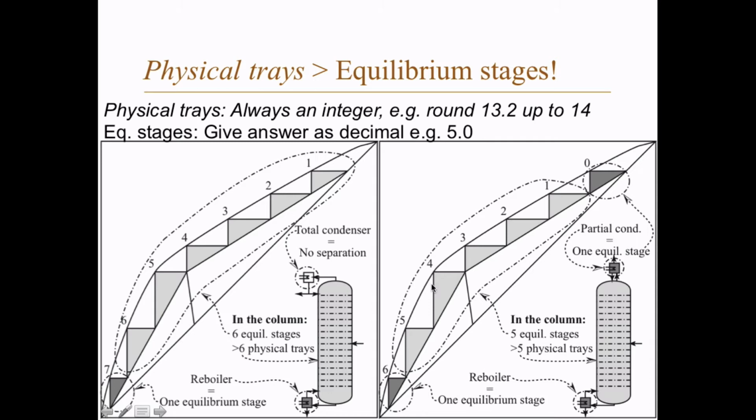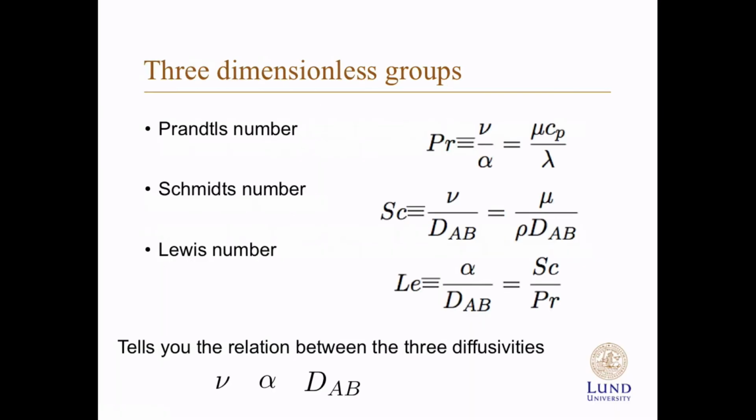We use dimensionless groups in this course, and we use Prandtl's number, Schmidt's number, and Lewis number, to name a few. And these 3 tell you the relation between the 3 diffusivities. So the diffusivity of momentum, the diffusivity of heat, and the diffusivity of mass. And if you have an ideal gas, those 3 diffusivities are the same, have the same value in square meters per second.